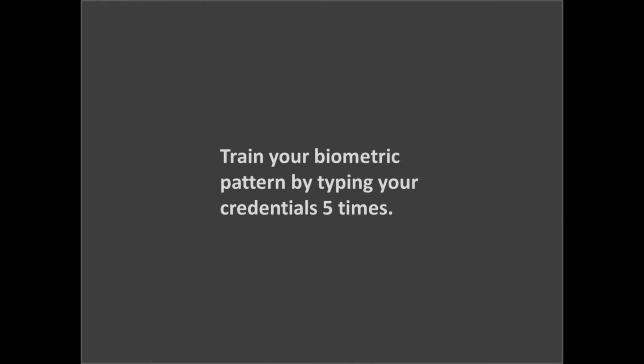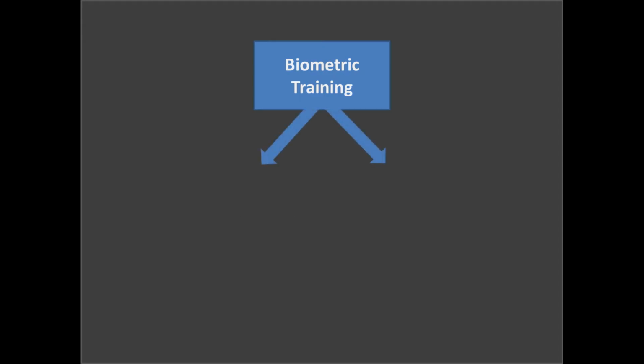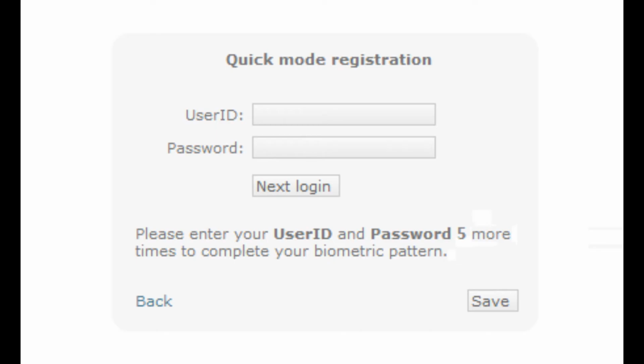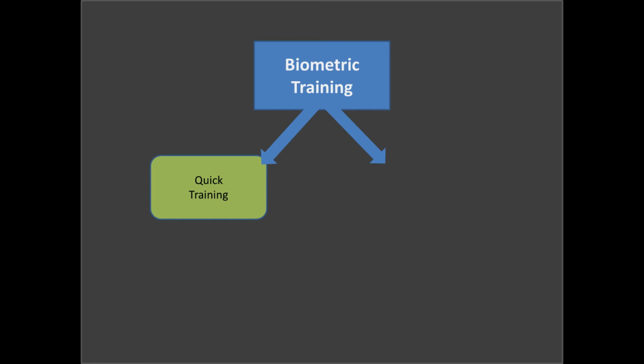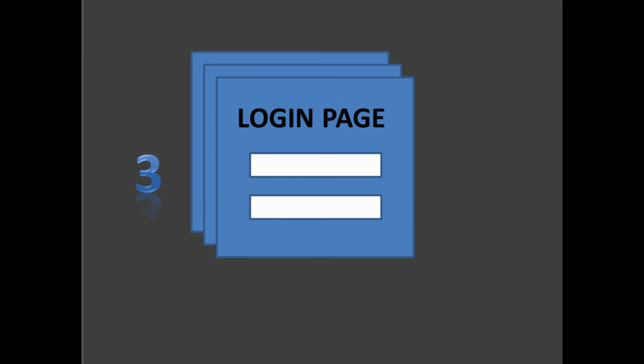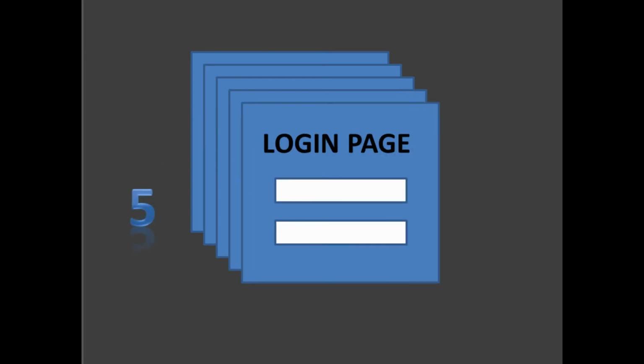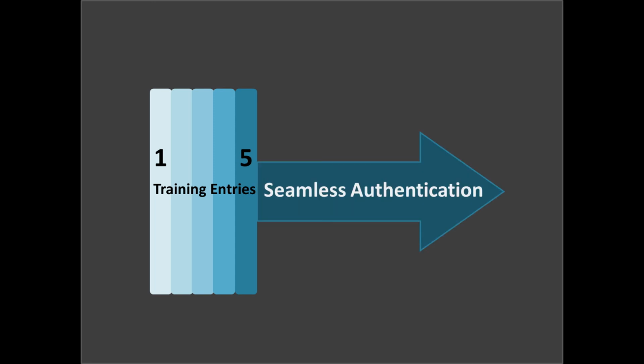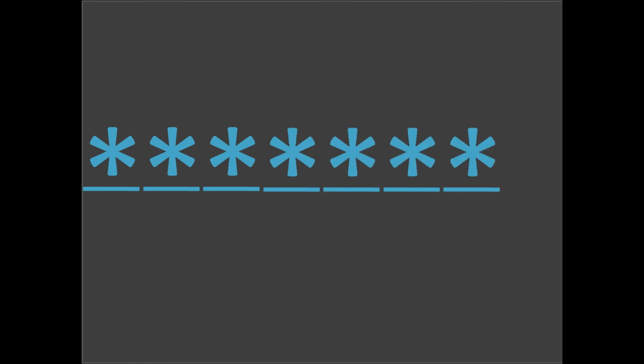In order to create a biometric pattern, type in your credentials 5 times. You have 2 options to train your biometric pattern. You can train your pattern in quick mode, which is where you just type your credentials 5 times in a row, or you can train your pattern in progressive mode. If you visit a website once per day, after 5 days, you'll have your pattern. AuthenWare begins authenticating after the biometric pattern is trained. It takes a minimum of 8 characters to really create a good biometric pattern.